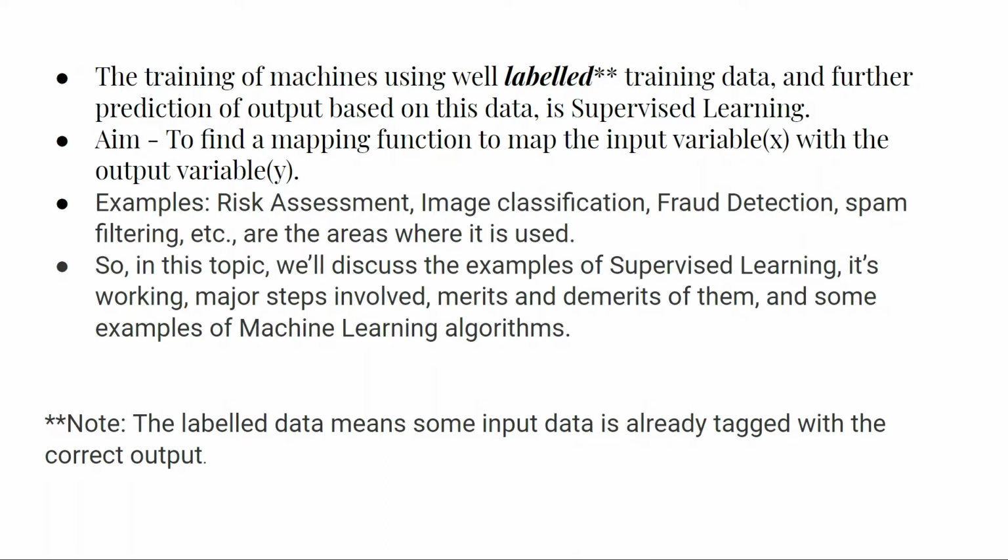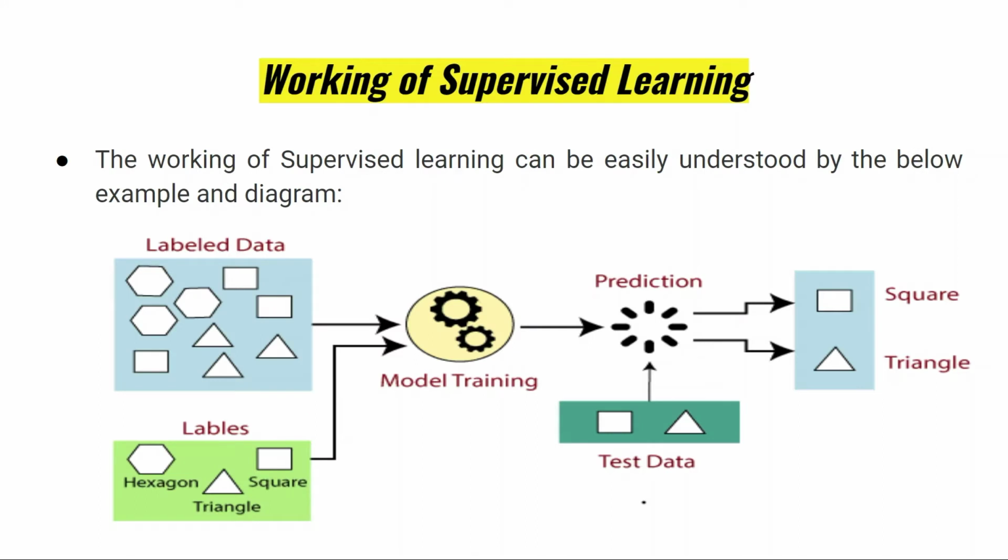So in this topic, we will be discussing the examples of supervised learning, its working, major steps involved, merits and demerits of them, and some examples of machine learning algorithms. The working of supervised learning can be easily understood by the diagram given. So let us now dissect this diagram and learn about the working. Here you can see we already have labeled data, we have labels, then the model is trained, then the prediction is made and tested, and then the output is generated.